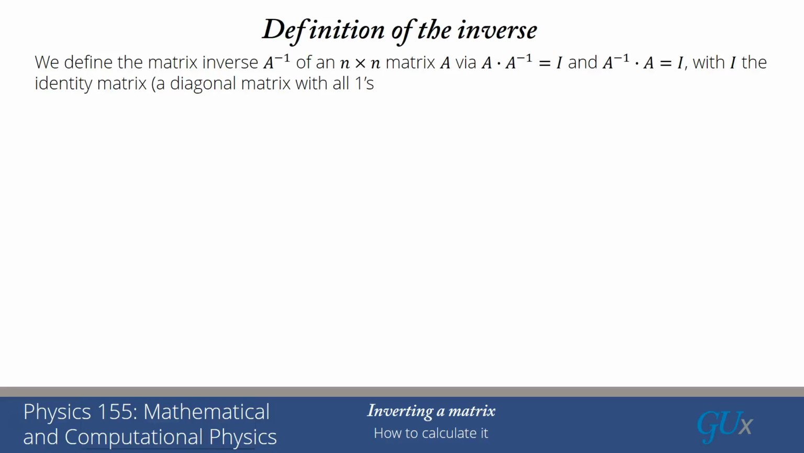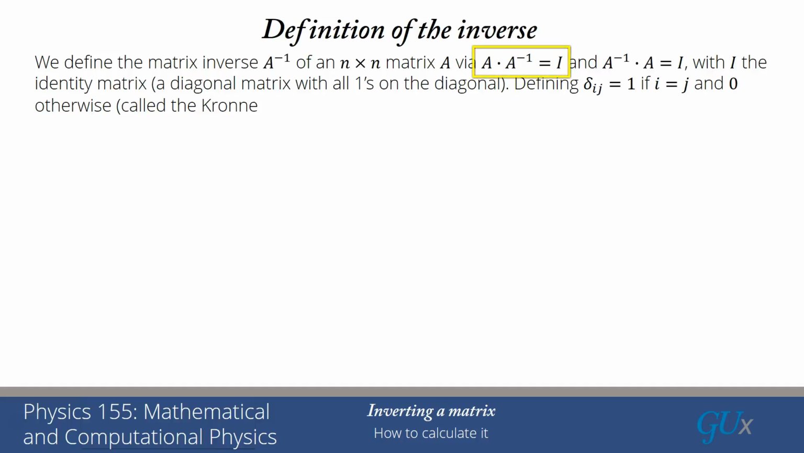We're going to be working on square n by n matrices. And the definition of the matrix inverse is simply A times A inverse equals the identity, or A inverse times A is equal to the identity. The inverse always satisfies both of those. And I is the identity matrix, which is a diagonal matrix with all ones along the diagonal.